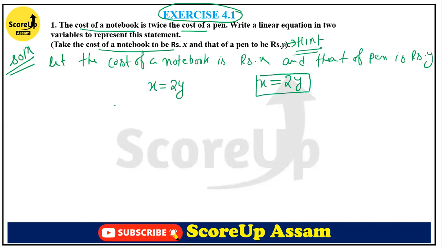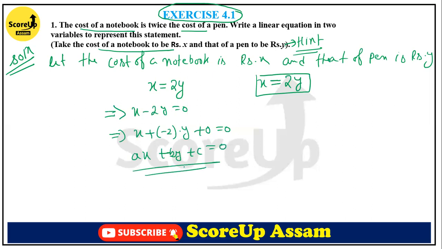So now we shall write this in standard form. It will be x minus twice y is equal to 0. So it will be ultimately what? x plus minus 2 into y plus 0 equal to 0. If we write in standard form, that is in this form, ax plus by plus c is equal to 0. This is a linear equation in two variables, right? x is one variable and y is another variable. Okay, so this is the solution.